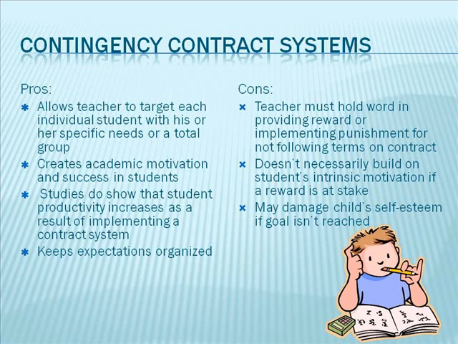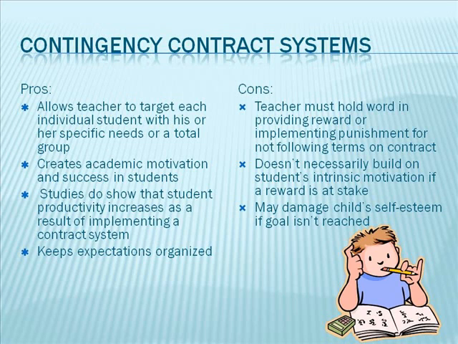Contingency contract systems. What are the pros and cons of these? The pros, this allows teachers to target each individual student with his or her specific needs, or a total group. A whole classroom could sign the same contract. It creates academic motivation and success in students. Studies do show that student productivity increases as a result of implementing a contract system. And lastly, another pro is it keeps expectations organized.